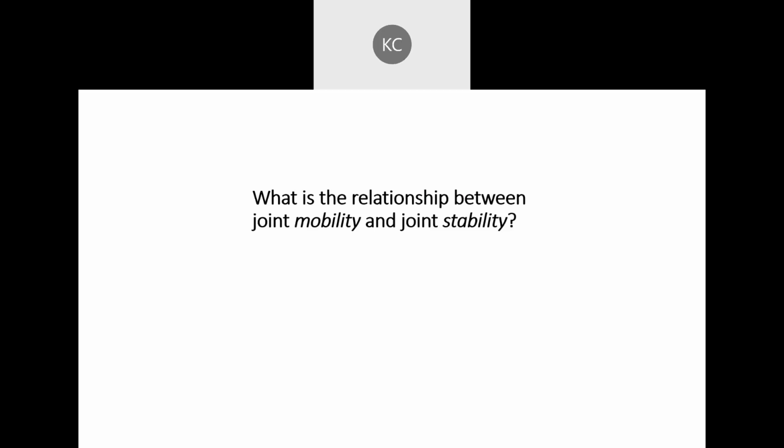So the answer is that they're inversely related, right? In other words, as one goes up, the other is going to decrease. So as we increase the mobility of a joint, how much movement we can produce, by virtue of being more mobile, we're going to decrease the stability of the joint. So we're going to be more likely to have some type of disarticulation, some type of dislocation, right?